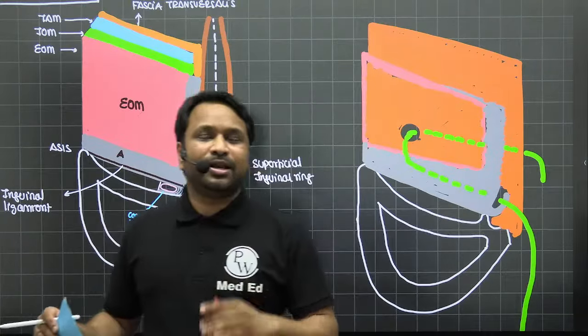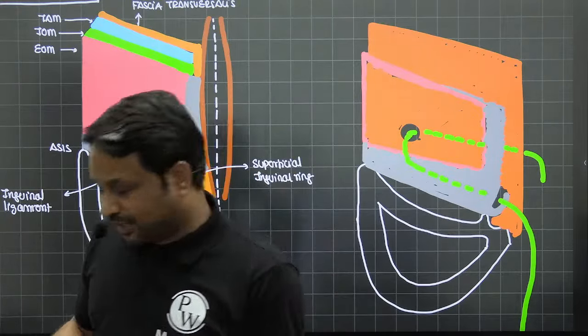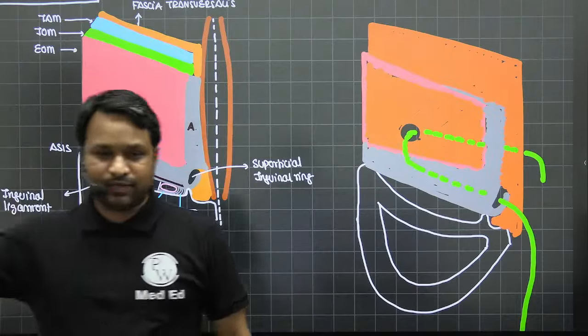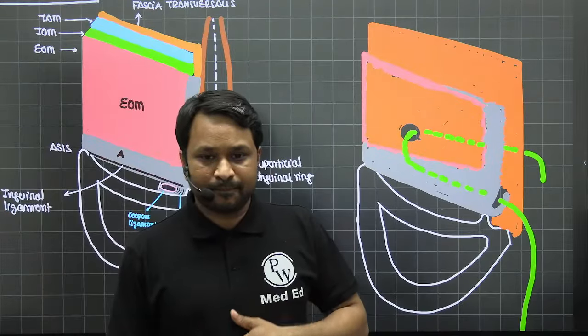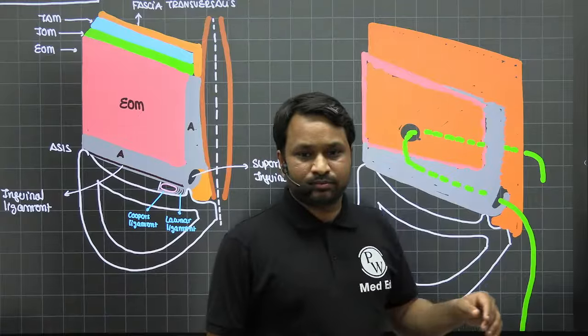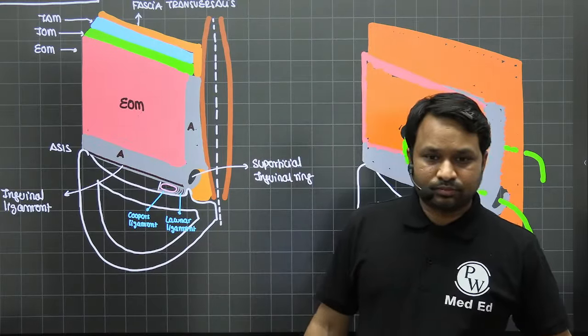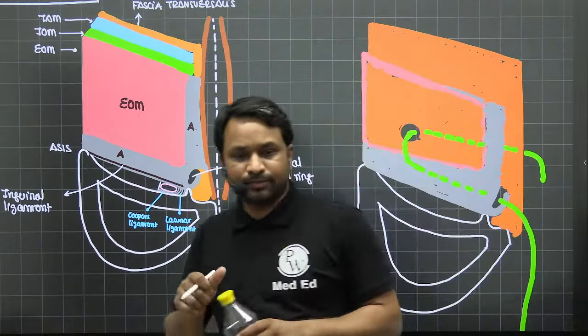What is deep inguinal ring? It is a defect in fascia transversalis. क्लियर है? ठीक है.